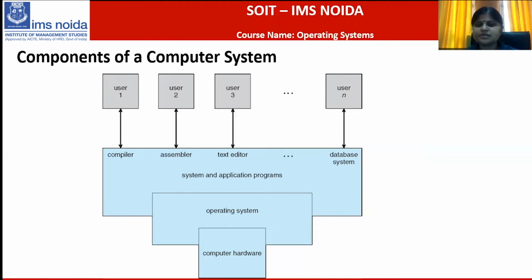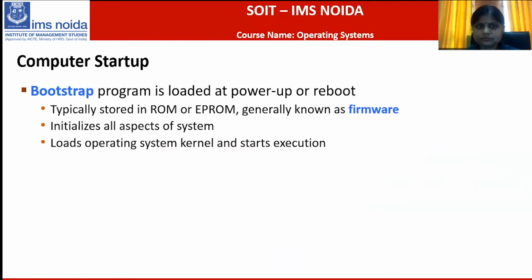So we can say this is a 4-layer architecture where the lowest level is computer hardware, then the operating system. After that, we have system and application programs, and through application programs, the user interacts with the computer system.